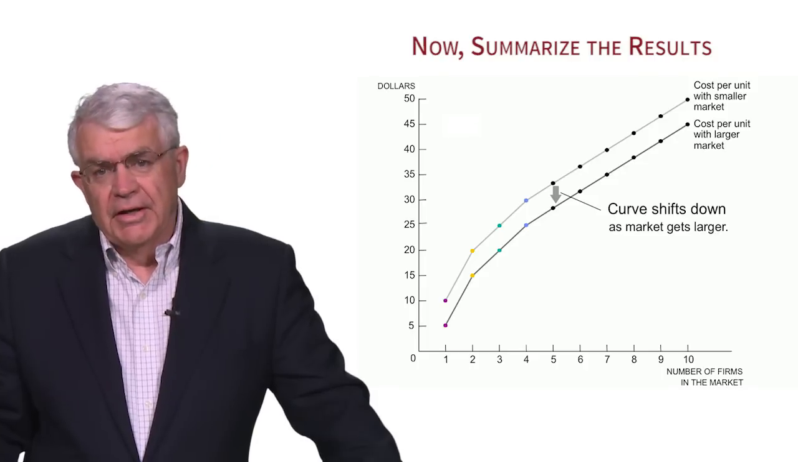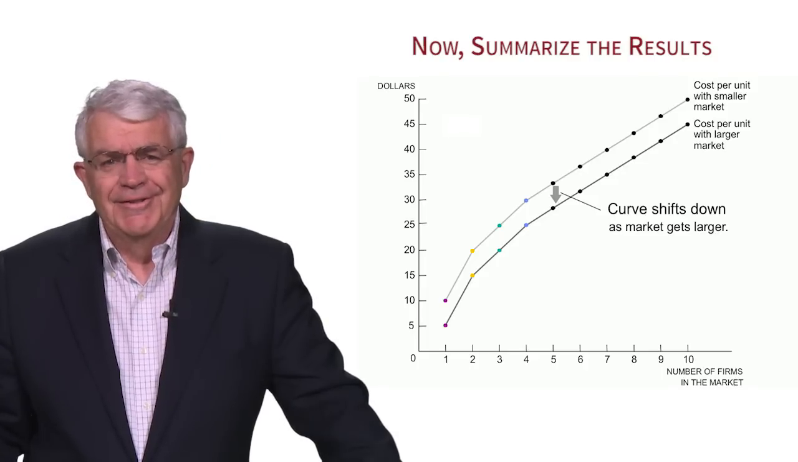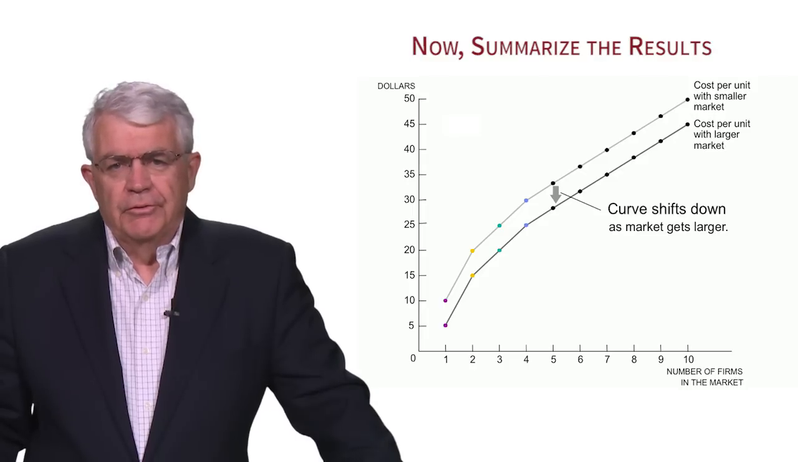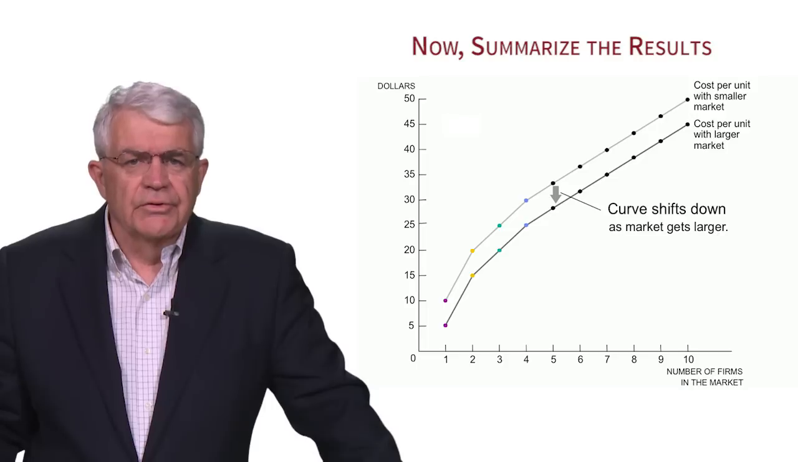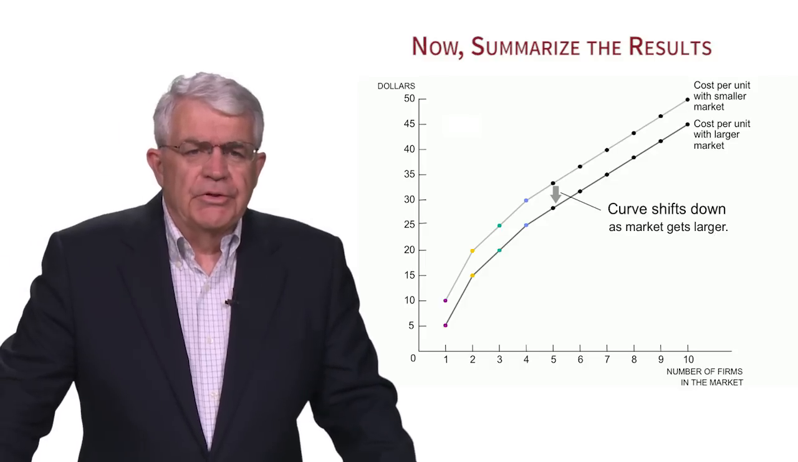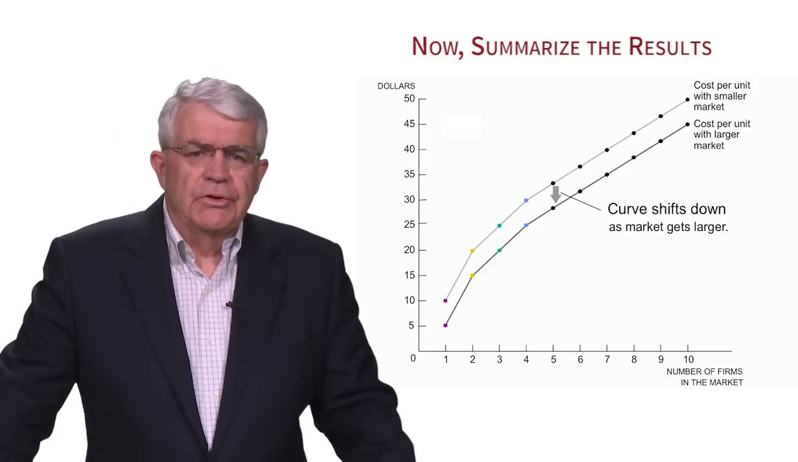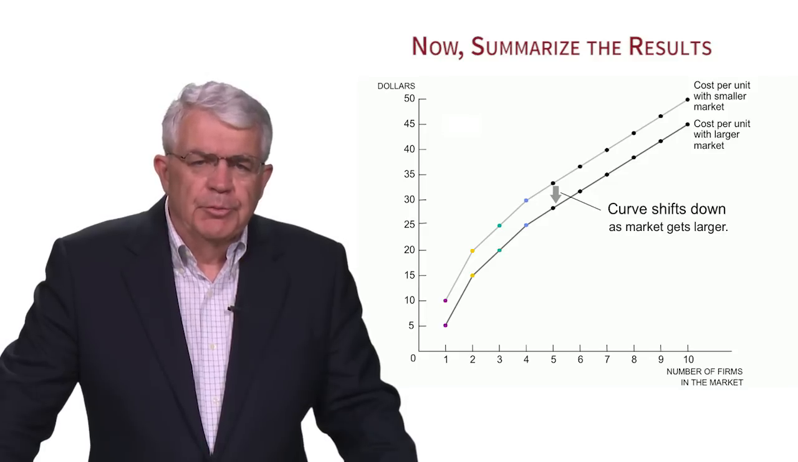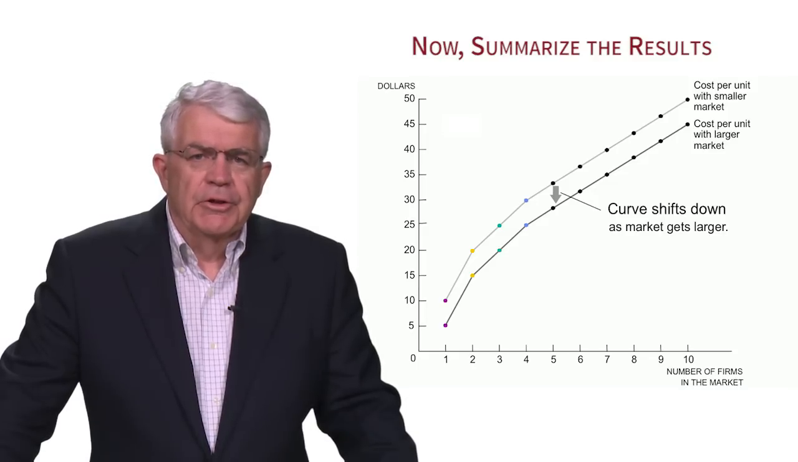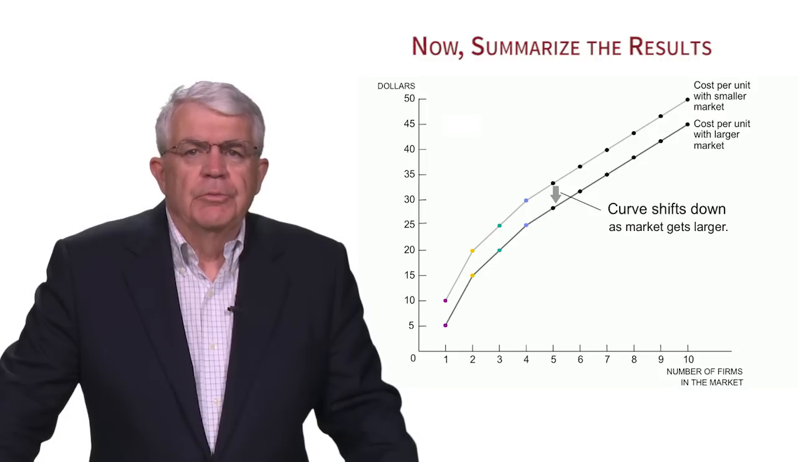So here on the horizontal axis, we have the number of firms in the market. Example, 1, 2, 3, 4, 5, 6, 7, 8, 9, 10. And on the vertical axis, we have the dollars, in this case, representing the cost per unit or average total cost of production. Then all we've done is just plotted the points, again, keeping with the color code. So you can see with one firm in the market, we have 2 purple points, depending on the size of the market. The upper points are where cost per unit is higher. That's because the total market is smaller.